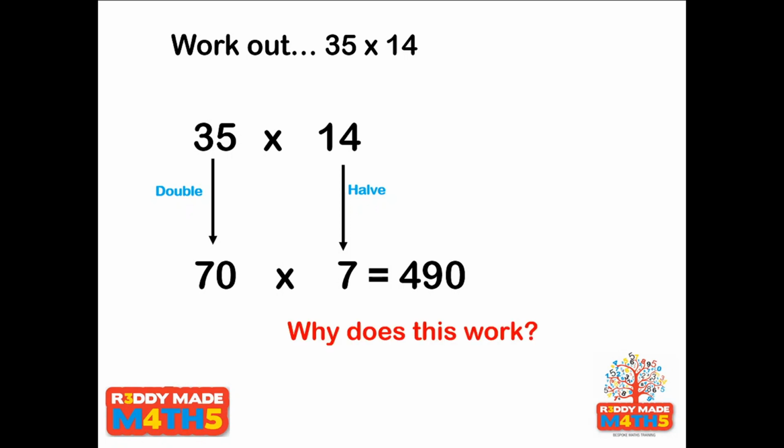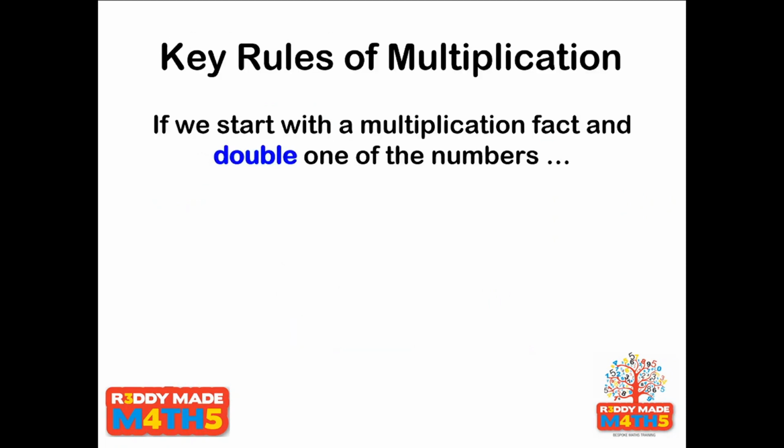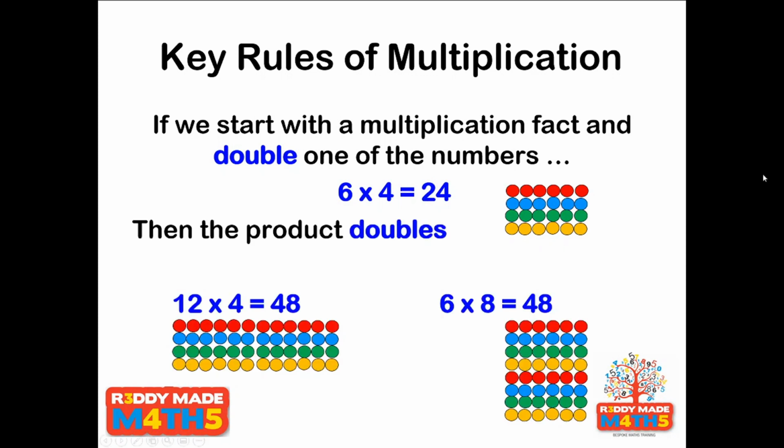So we've looked at it kind of visually. Let's now look at the same principle, but this time in a kind of mathematical rule. Key rules of multiplication. Well, if we start with a multiplication fact, any multiplication fact, and double one of the numbers, let's start with, for example, 6 times 4 equals 24, then the product doubles. So what you can see here, there's 6 multiplied by 4. If we double either of the numbers, we can double it to 12 multiplied by 4, and obviously the product will double to 48, or we can double it to 6 multiplied by 8, and the product again will double to 48. So double one number and the product doubles.